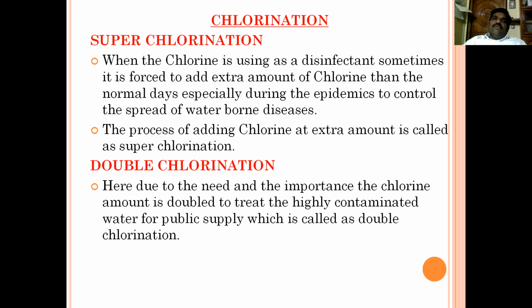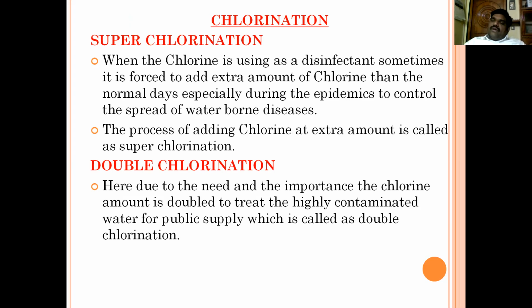Let us have one more look at chlorination. The process of killing bacteria is called chlorination. Superchlorination is adding an additional amount of chlorine. Most probably this is used to control the spreading of waterborne diseases during epidemics.